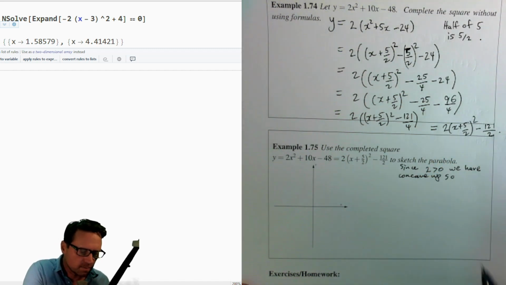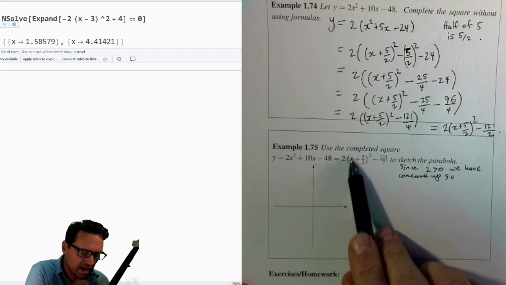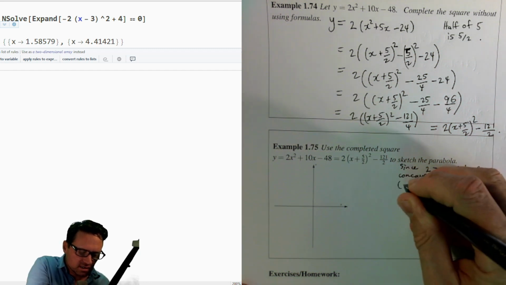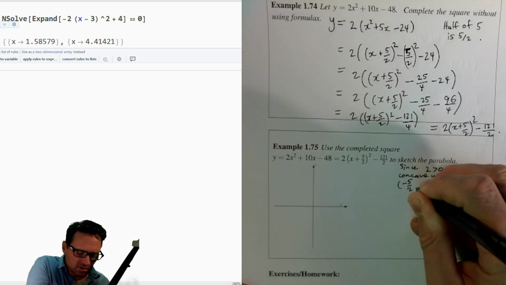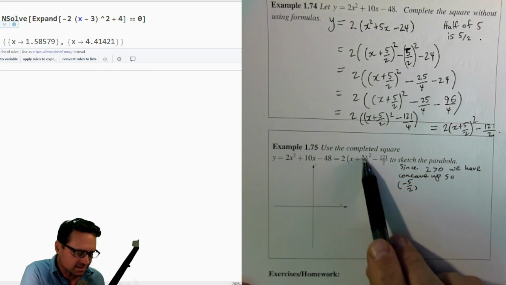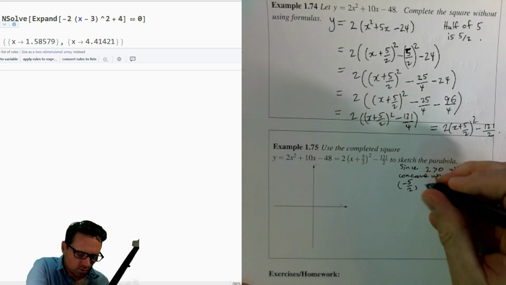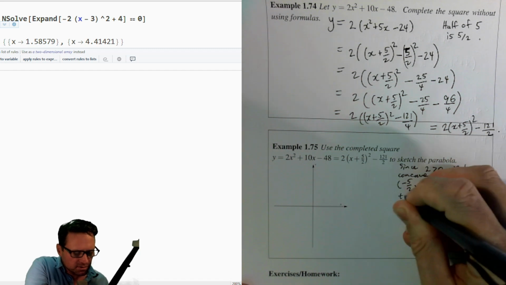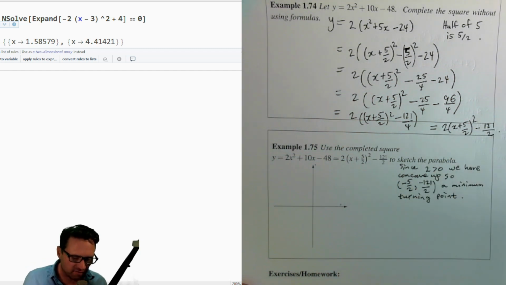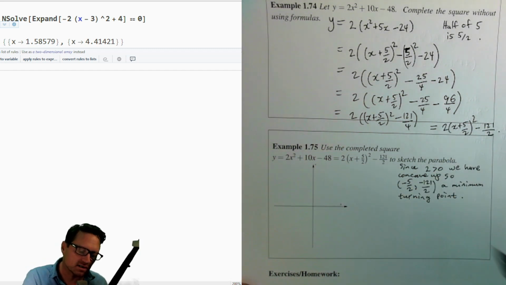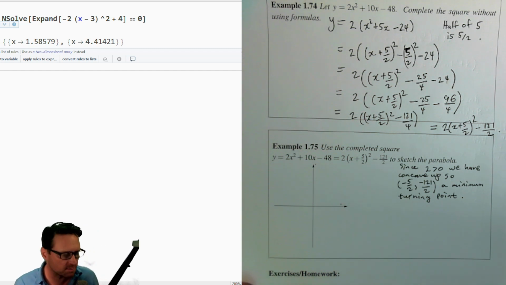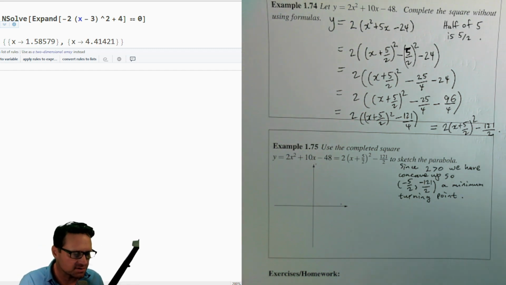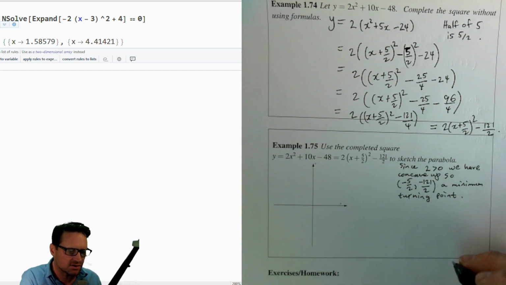And so the point obtained by getting 0 here is the point minus 5 over 2, comma. Now, when that's 0 there, we have minus 121 over 2. This is a minimum turning point. And that's one of the main values of completing the square, is to be able to find this minimum turning point.